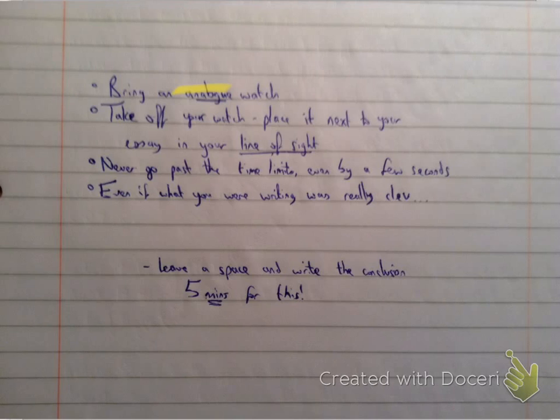Secondly, take off your watch. They make you do that anyway these days, but here's the thing, take off your watch and put it literally right next to your work. You want it to be in your line of sight so you can see it without having to look up, without having to look across the desk. It's literally there all the time, even subconsciously you're taking it in.